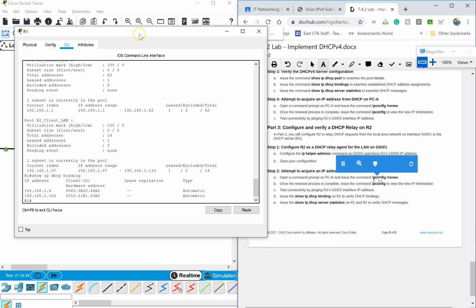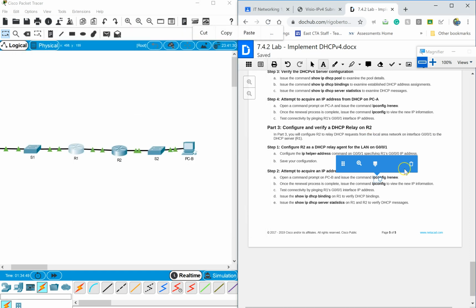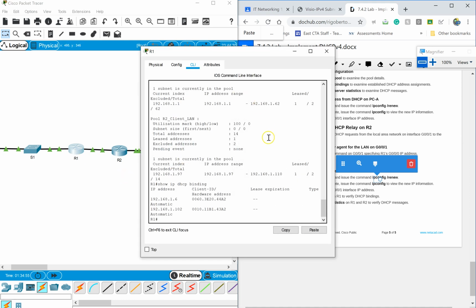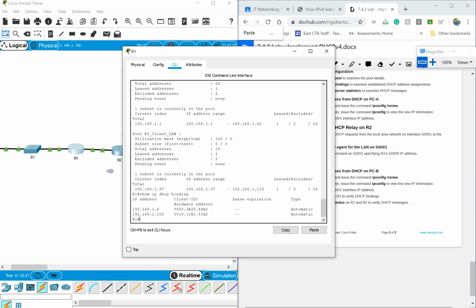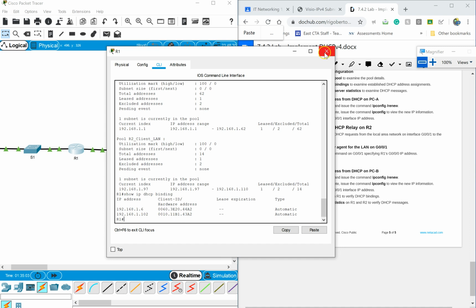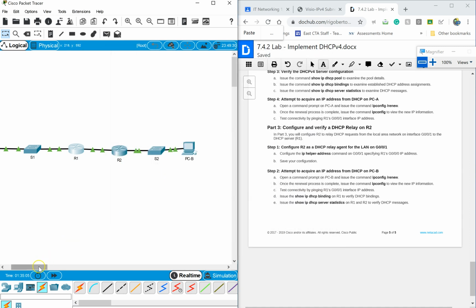So this is the end of the lab. To verify, what I want you guys to do is show me this. The IP DHCP binding is probably the more crucial one out of all of them. And on top of that, I also want you to show me a ping from PCA to PCB.